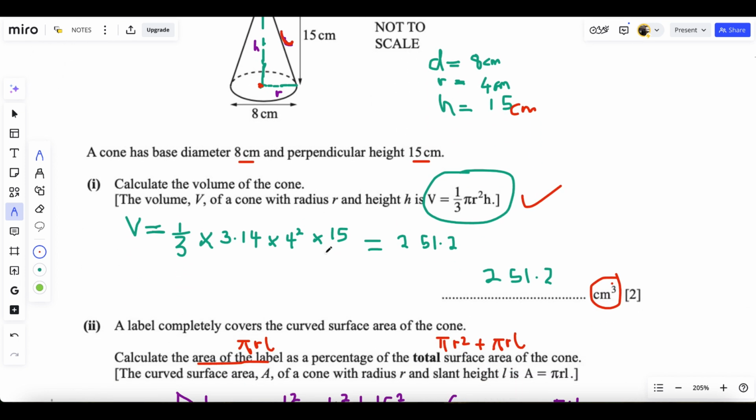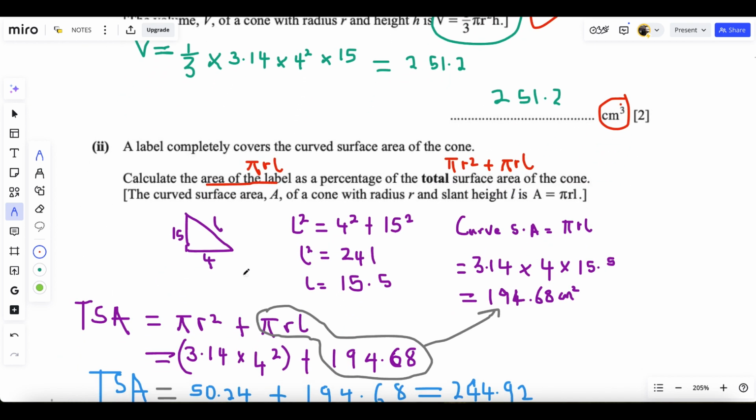If you bring it out as a triangle, we have the height, H, 15, the radius 4, and the slant height L. If you use Pythagoras theorem, you find L first. So L squared equals 4 squared plus 15 squared. Okay, so this will give us L squared equals this, and L equals 15.5. It is when you get L that you can calculate the curved surface area. If you don't get L, you cannot calculate the curved surface area. So we bring L into the formula of curved surface area.